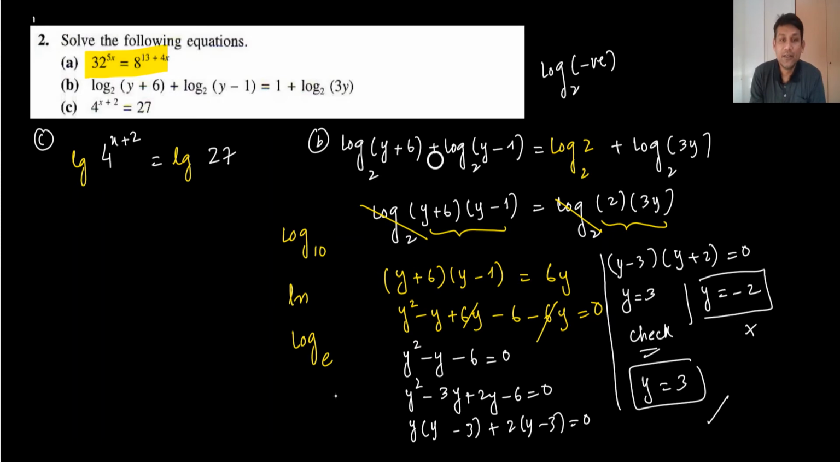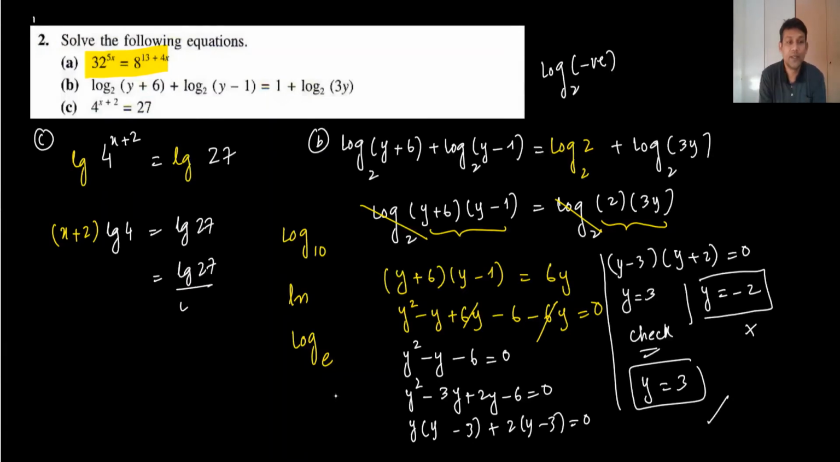Okay, I use the power law here. So what's the power law here? x plus 2 will become the coefficient. x plus 2, and we can write lg 4 equals to lg 27. So I'm writing lg 27. And I have to use here lg 27 divided by lg 4. This is x plus 2. And I have to use the calculator.